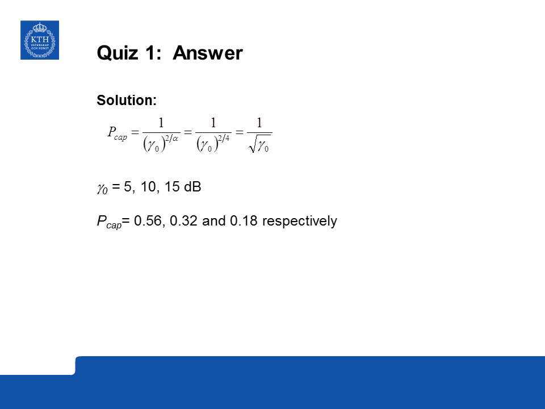And here are the correct answers. You can see that you can simplify the expression, plugging in alpha equal to 4 gives us the capture probability as 1 over the square root of gamma naught, and then plugging in 5, 10 and 15 dB we get capture probabilities of 0.56, 0.32 and 0.18. So for 5 dB you can see that the capture probability is quite significant.